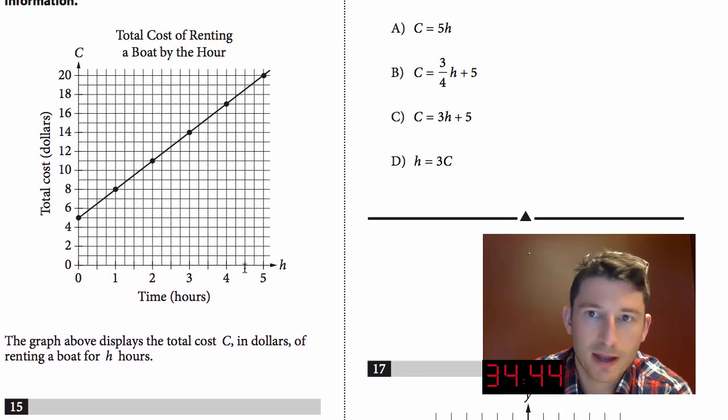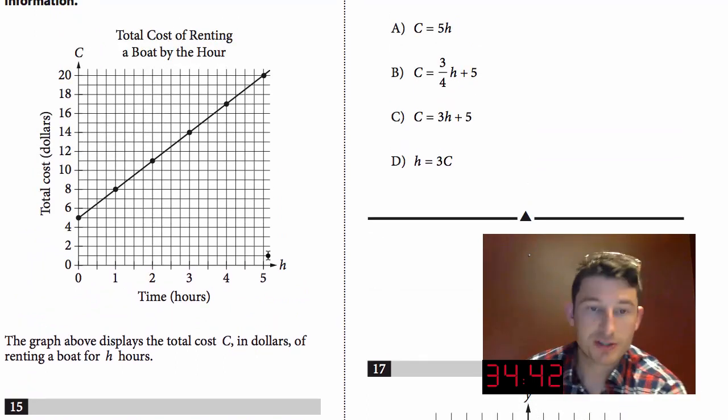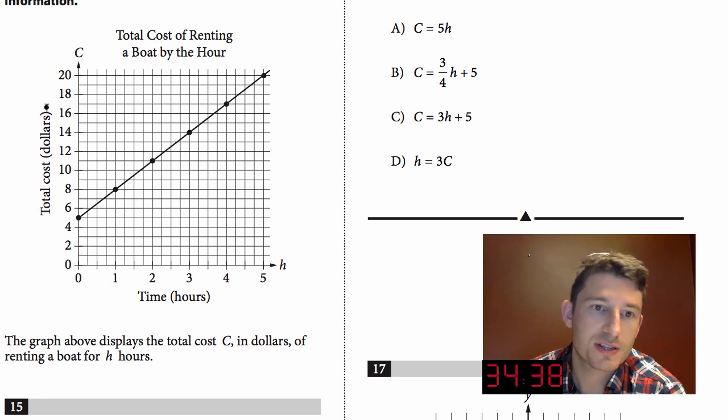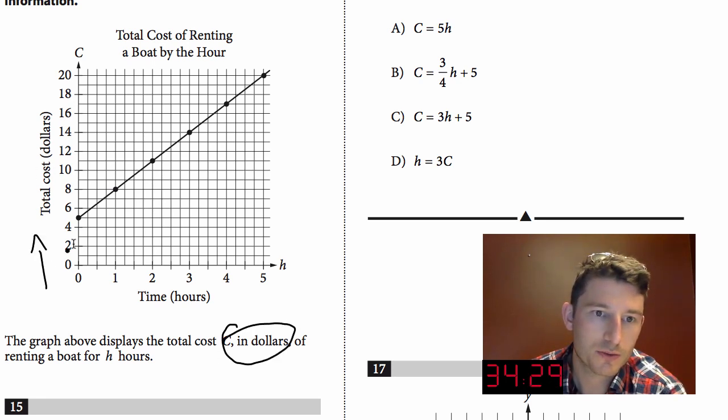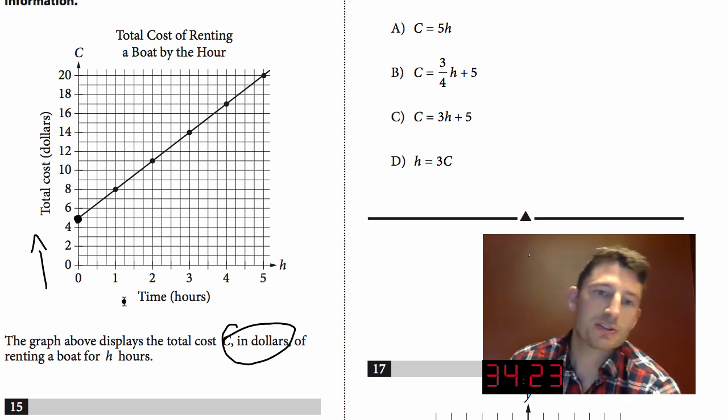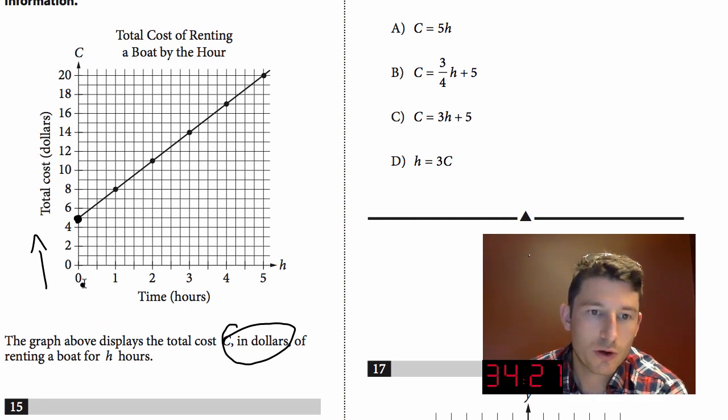Okay, so let's go back. Now let me turn this on. So the C-intercept is, well, this is the C area, right? Let's see. The graph shows the cost in C dollars. And cost is over here. So the C-intercept is right there. So what do you think that means? That should make sense. Well, if you were on this boat for 0 hours, right?